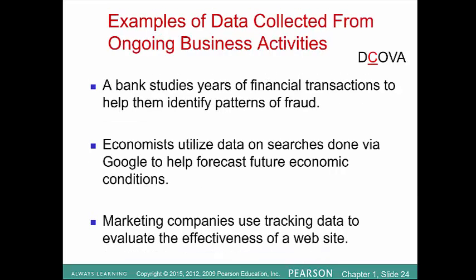Examples of data collected from ongoing business activities: a bank studies years of financial transactions to help them identify patterns of fraud. Economists utilize data on searches done via Google to help forecast future economic conditions. In fact, a study found that the Google Trends predictor can sometimes do a better job than the CDC to predict flu outbreaks. Marketing companies use tracking data to evaluate the effectiveness of a website. You may notice that whenever you search for particular products, they start to show up in your Facebook feed or in your other social media feeds.